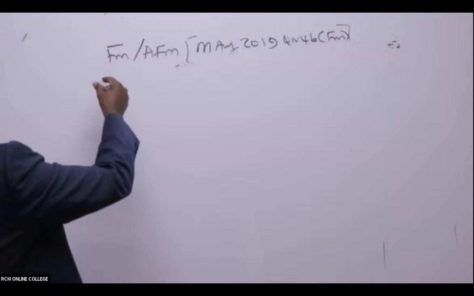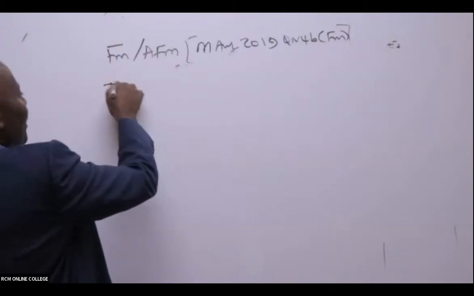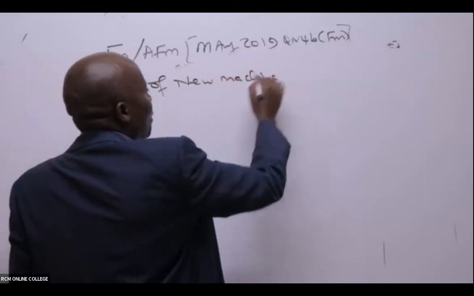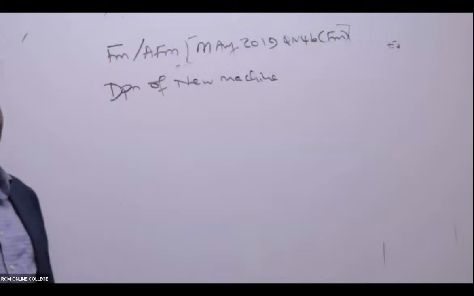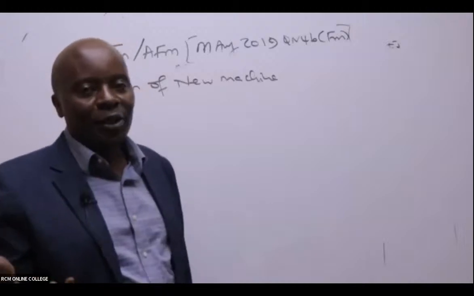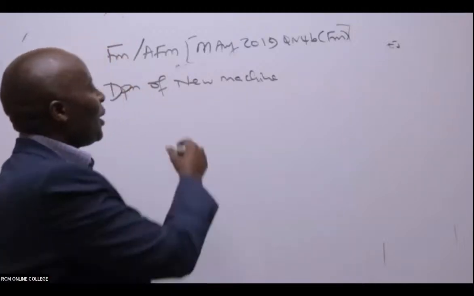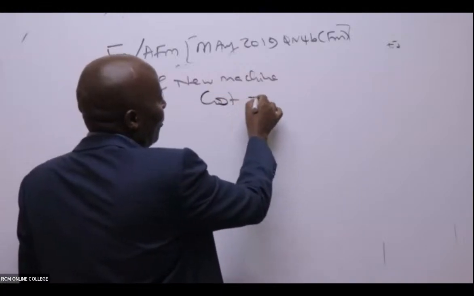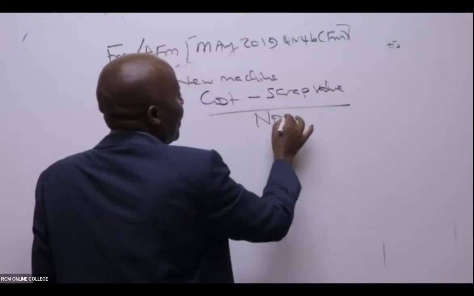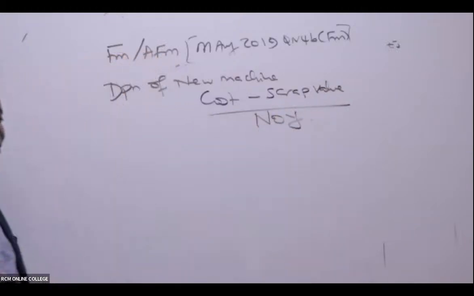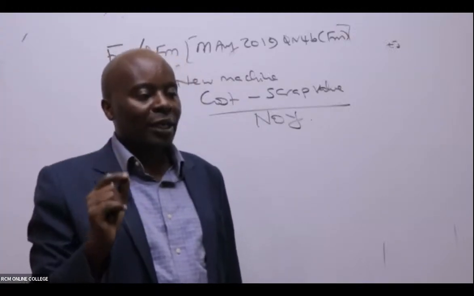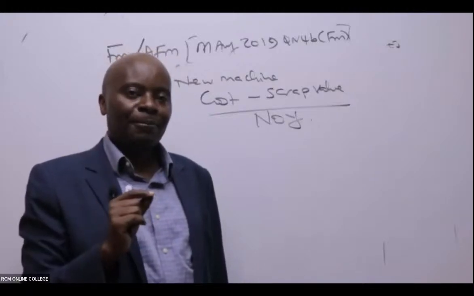I would want you, pretty fast, give me the depreciation of new machine. How do we get depreciation? They have told us, this is a good examiner, it is straight line method. And whenever it is straight line method, it is initial cost minus any scrap value, all over number of years. That's straight line. Remember, depreciation will be constant every year.